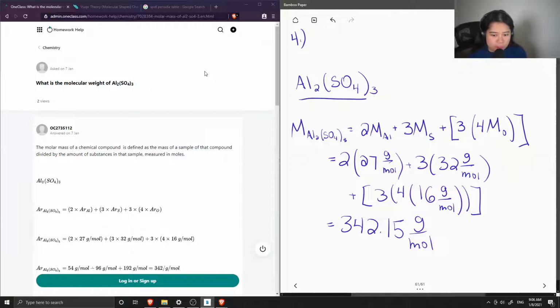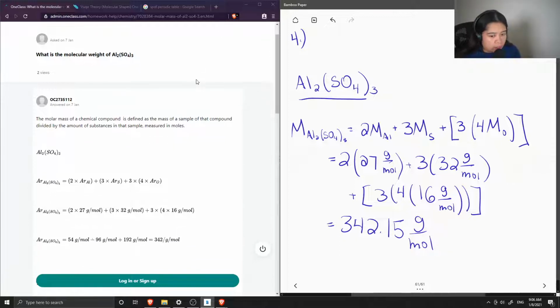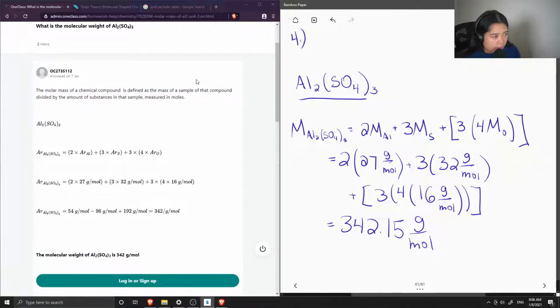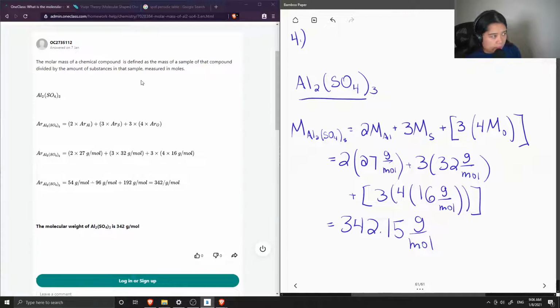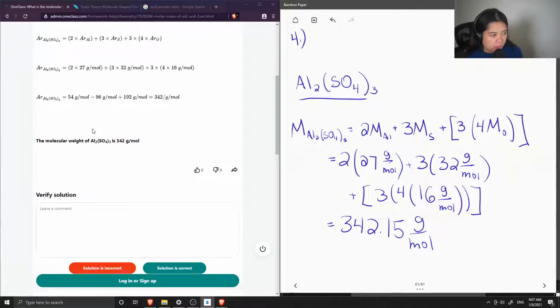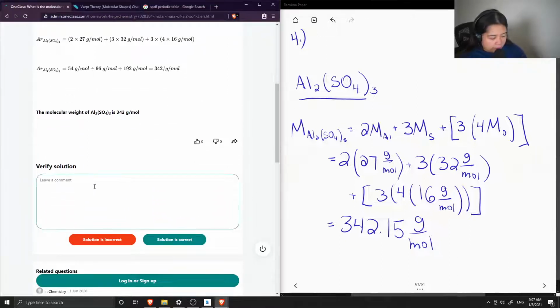Okay, so now let's see what the junior tutor said. The molar mass of a chemical compound is defined as the mass of a sample of that compound divided by the amount of substance in that sample measured in moles. So they wrote out aluminum sulfate and then showed the equation and then subbed in all of the molar masses, added them up, and also got around 342. So this solution is correct.